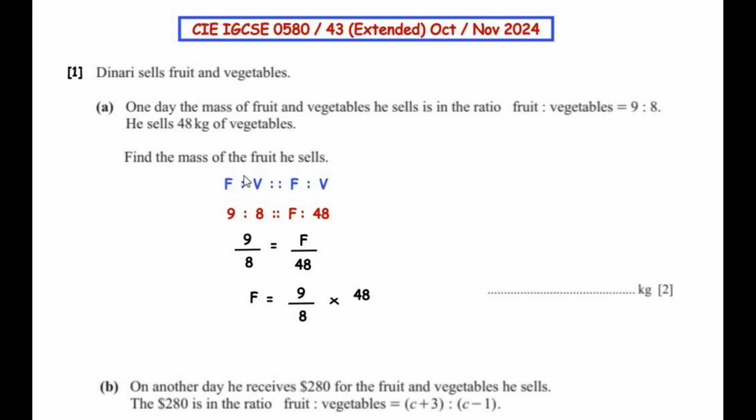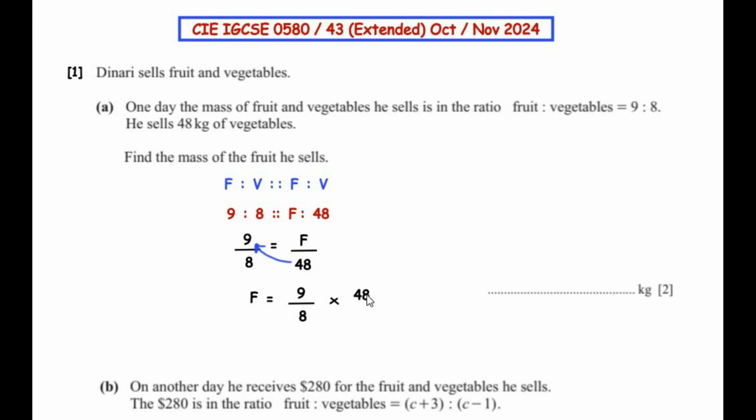In the first case the ratio is given as 9:8. So we have written 9:8 over here, is proportional to the mass of fruits we do not know, so we have written F here, to the mass of vegetables is 48 kgs. Now this ratio turns into a fraction, so we have written it as 9/8. Now the proportional sign becomes equal to, and again the ratio becomes a fraction, giving us F over 48. Now I am going to take 48 on the other side of the equal to sign so that it multiplies with 9/8. So we get 9/8 times 48.